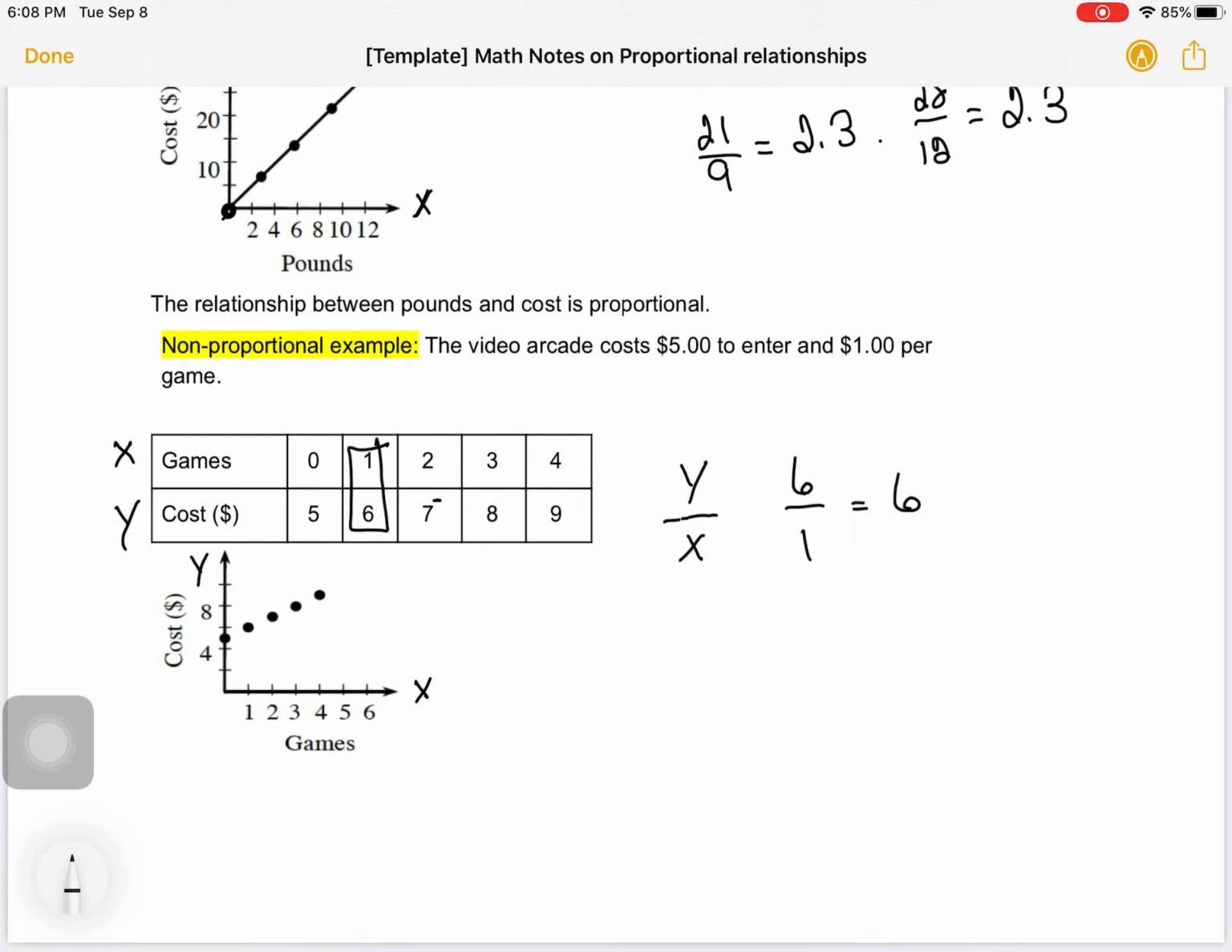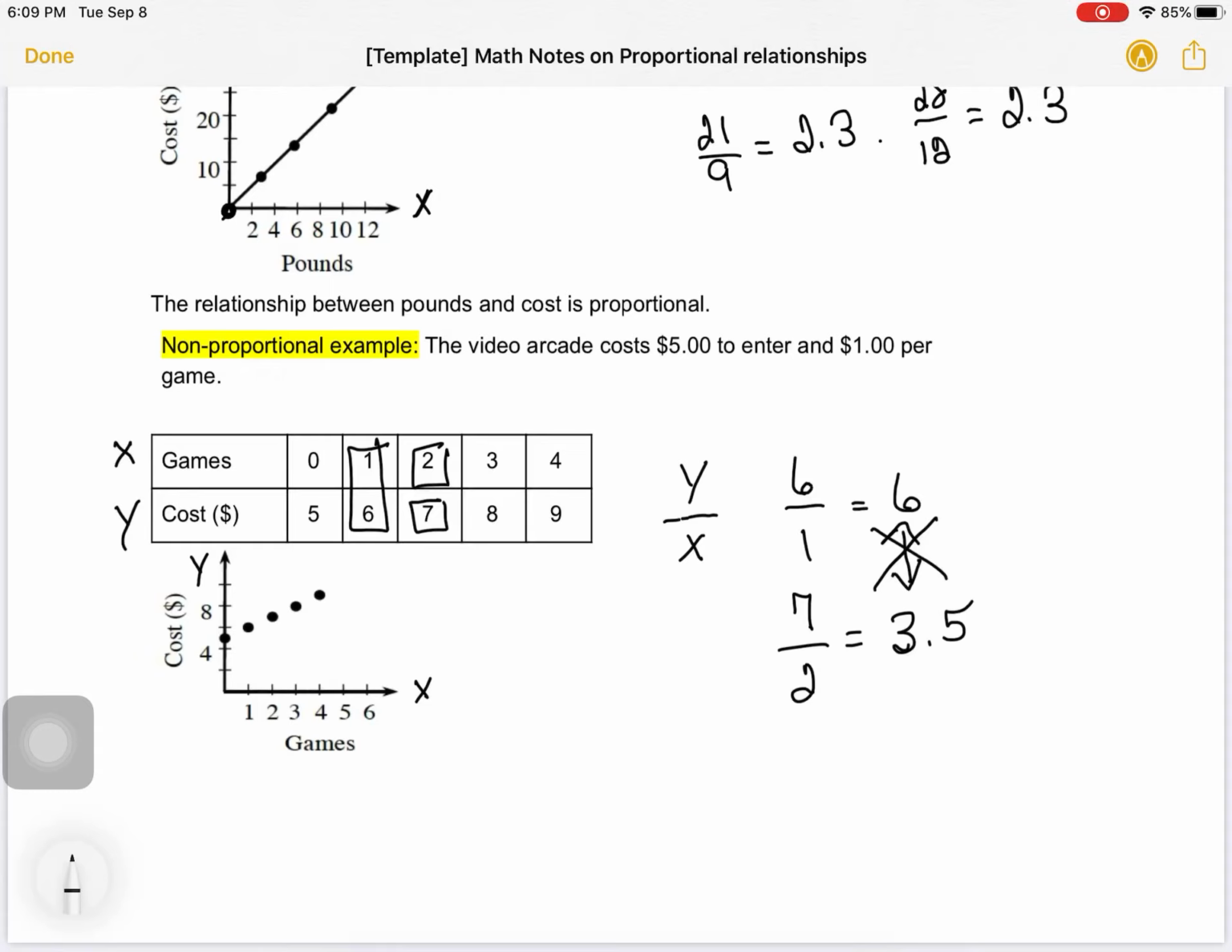Then I'm going to take 7 and divide it by 2, because it's always y divided by x. And that gives me 3.5. Well, these two do not equal each other. So I know right there that my relationship is not proportional.